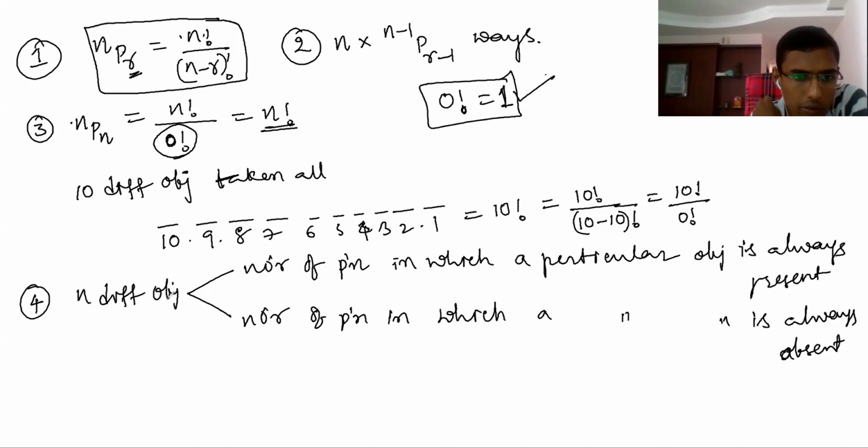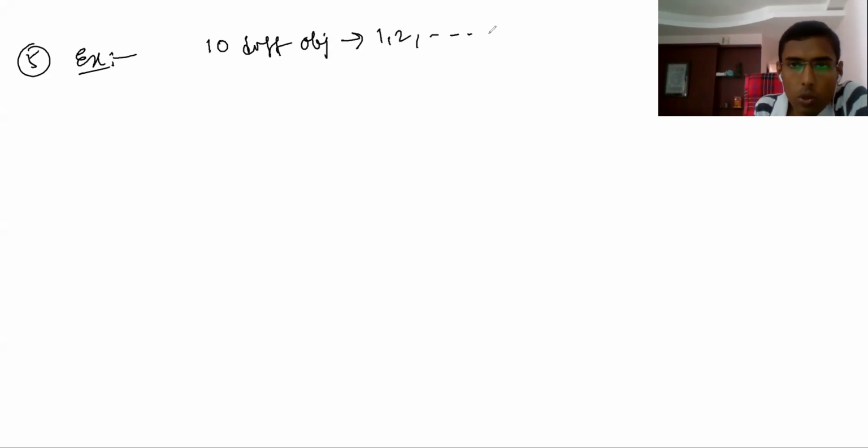See, n different objects are given and you need r-object permutations, right? What I'm saying is I'm considering two cases: one, a particular object is there. So for example, you have 10 different objects. What are those 10 different objects? 1, 2, 3, and so on up to 10.